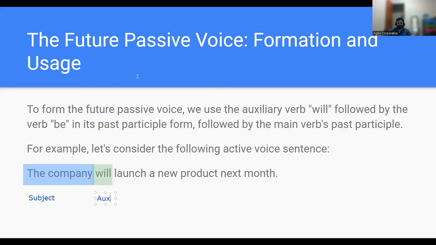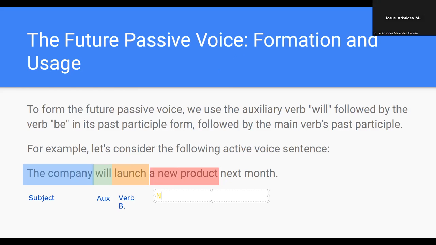Then we have a verb. The verb in base form. We're going to call it verb be, which is the verb in base form. So far so good. And then what do we have over here? A new product. In this case, what is the object here? A new product. Notice that we also have next month. What is next month? An adverb of time. Nice, guys.